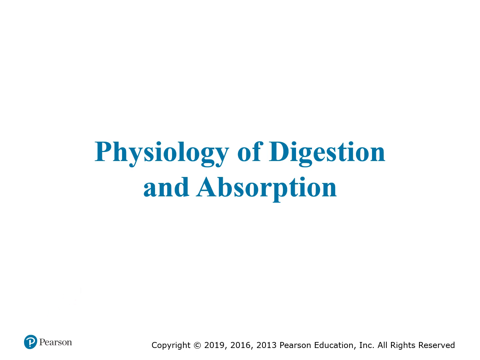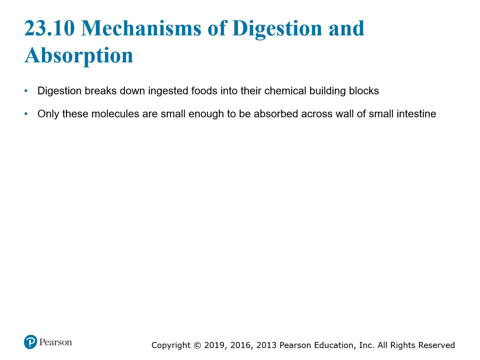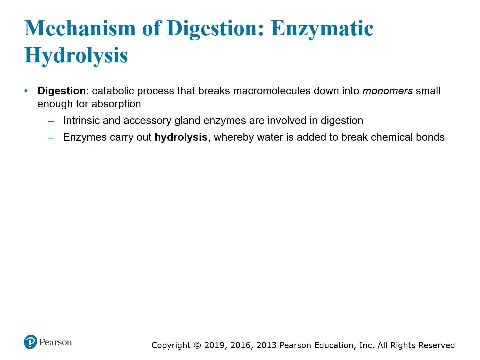In this video, we are going to learn about digestion and absorption. Digestion means that the ingested food is broken down into its simplest form, because that is the form which is absorbed by the body. Digestion is a catabolic process, and intrinsic and accessory enzymes are used to break down the macromolecules. These enzymes use the process of hydrolysis to break down the complex foods. Hydrolysis means that water is added to break down the chemical bonds.